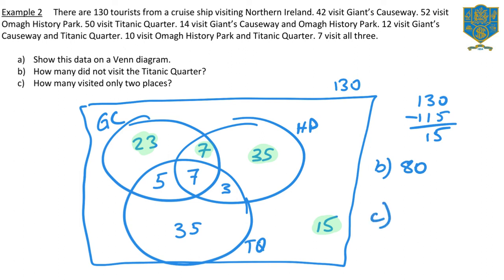And part C, how many people visited only 2? So again, what we need to look at is the overlap between only 2. So these 5 visited 2, the Giant's Causeway and the Titanic. These 3 visited the History Park and the Titanic. And these 7 people visited the Causeway and the History Park. We don't include these 7 because they visited all 3, and these other 3 values visited only 1 location, and these 15 didn't visit any. So if we add 7, 3, and 5, we get that 15 people only visited 2.